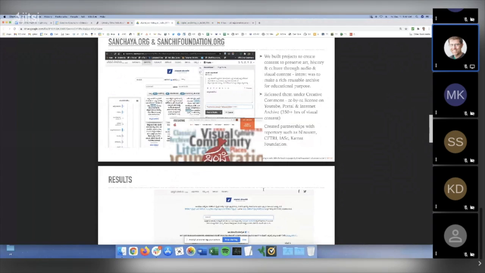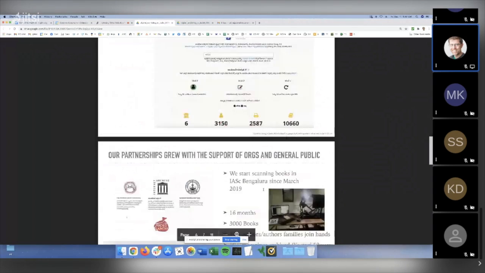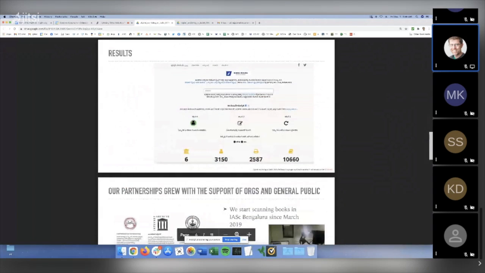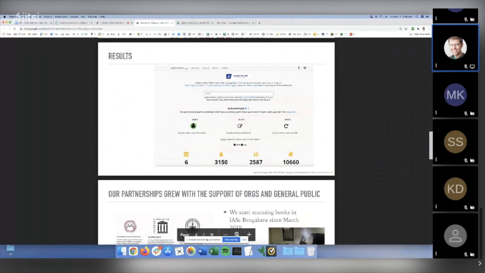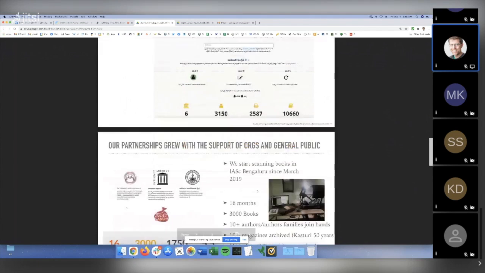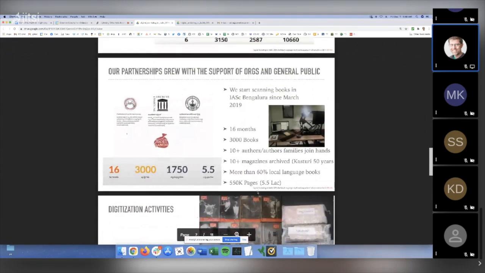And here is the result. So we were able to find some of the results which were already there on the internet through government initiatives. We found the accessibility problems. We were able to make around 6,000 plus book titles, etc., indexed, localized, and made available for people. And we'll quickly go to the next slide. And these are the various partnerships that we built.